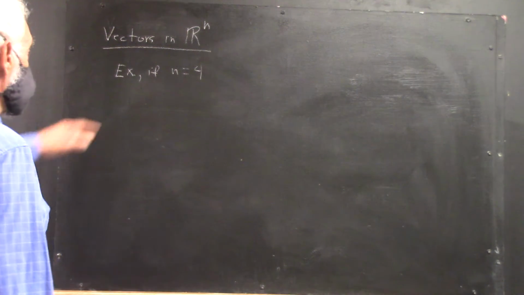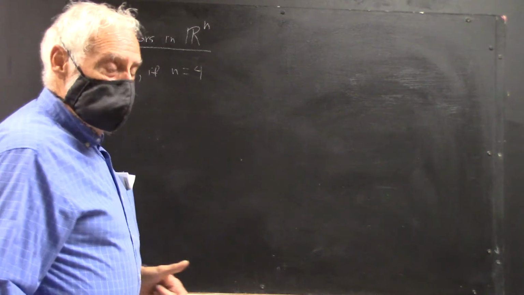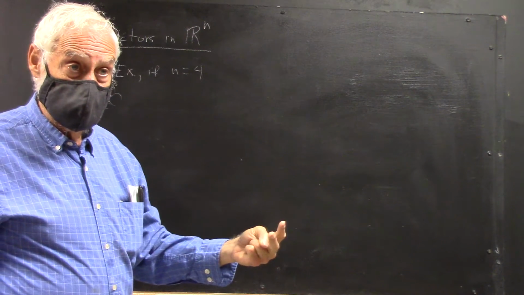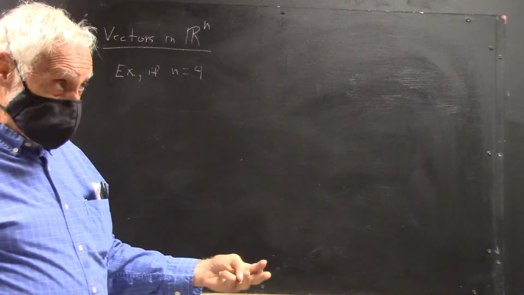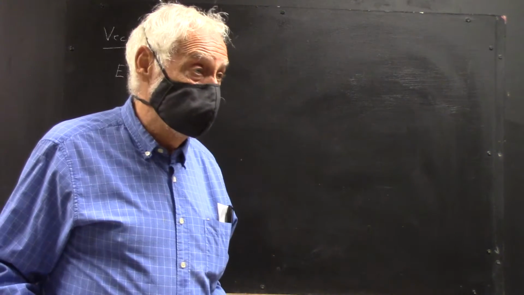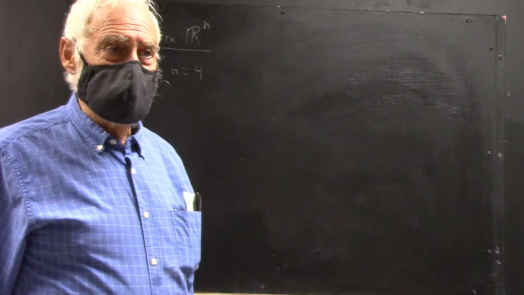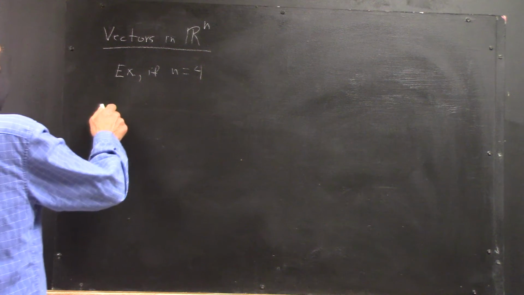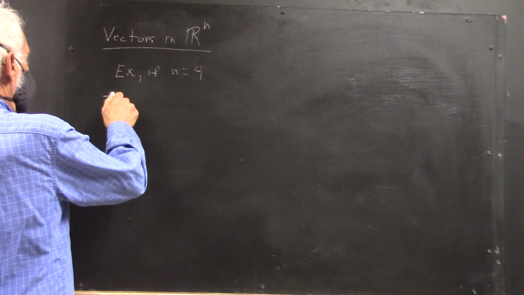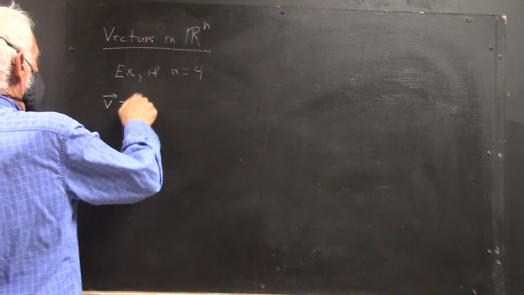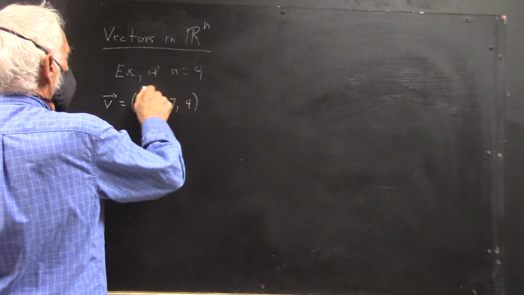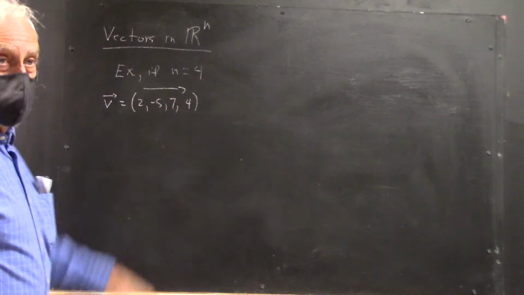Okay, talking about vectors in Rm. Two-dimensional space is R2. That's what we just looked at. Three-dimensional space is R3. That's what we're going to be using in this course. So I'm just going to go to Rn because it's an easy extension. If n equals 4, you've got 4 components, you put an arrow over it.